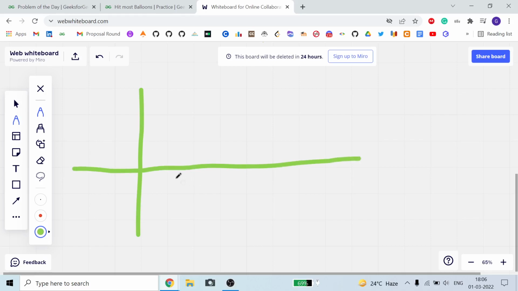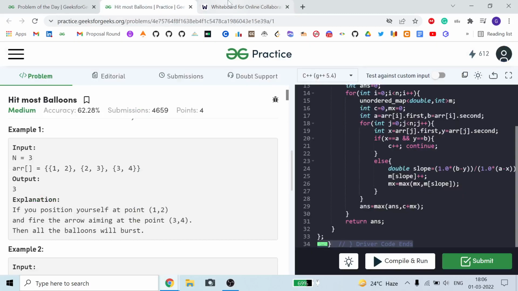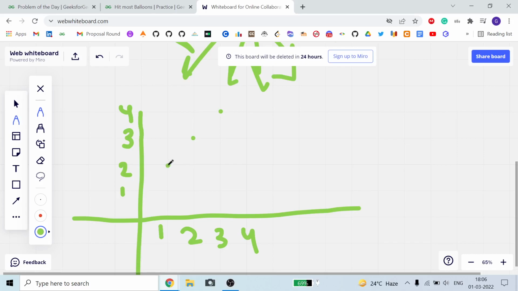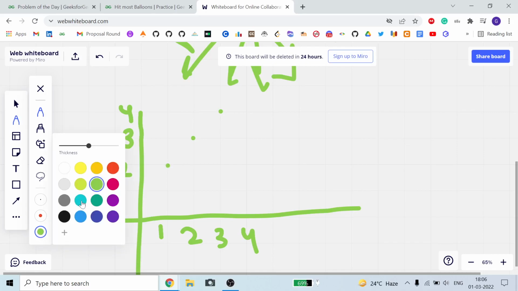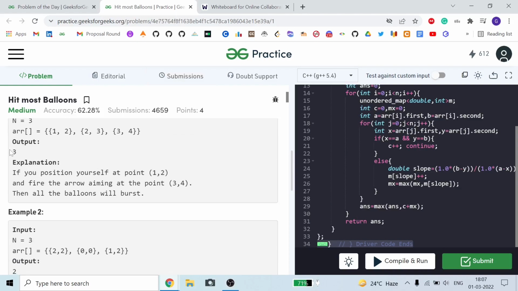Suppose this is 1, this is 2, this is 3, this is 4, this is 1, this is 2, this is 4, and this is 3. So what are the coordinates? 1 and 2, 2 and 3, 3 and 4. From this we will start. I am just changing the color. From this I will start to throw in this direction. So this balloon got burst, this balloon also got burst, so we can fire all three balloons. That's why the output is equal to 3.